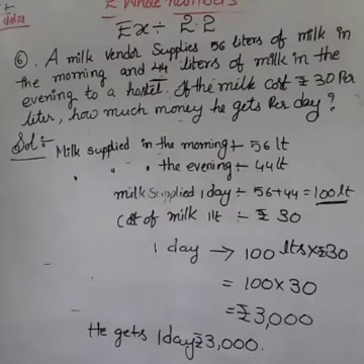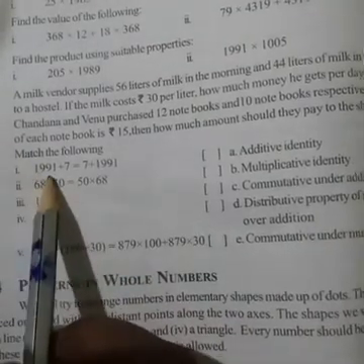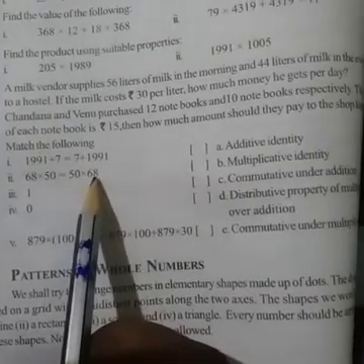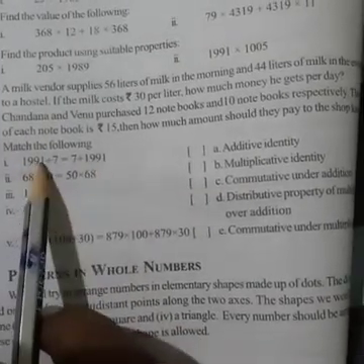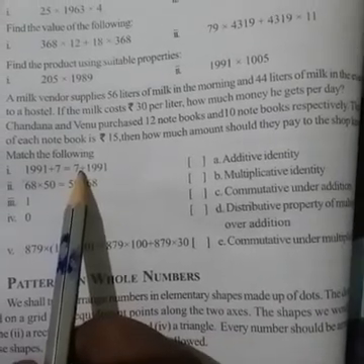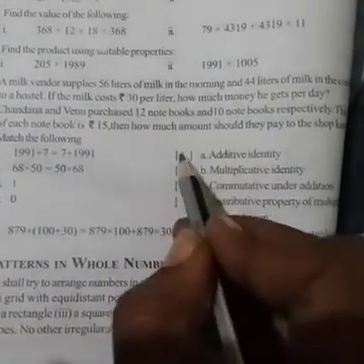Everyone do it in your homework book. 7th one homework. Next, match the following. First one, 1991 plus 7 is equal to 7 plus 1991. In both sides addition is there, no? So this is which property? Commutative under addition.